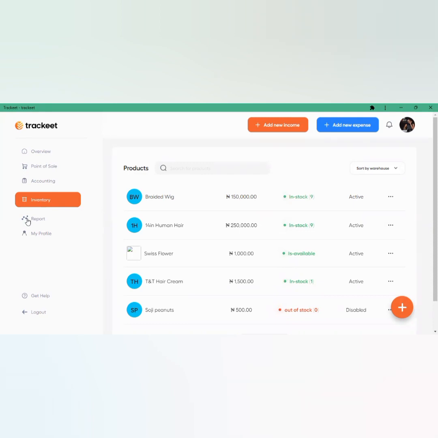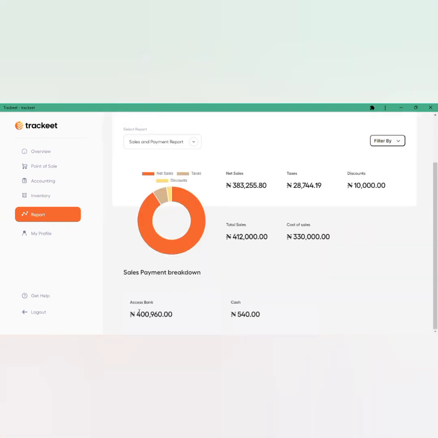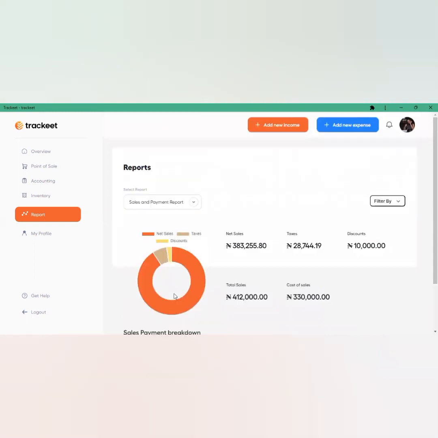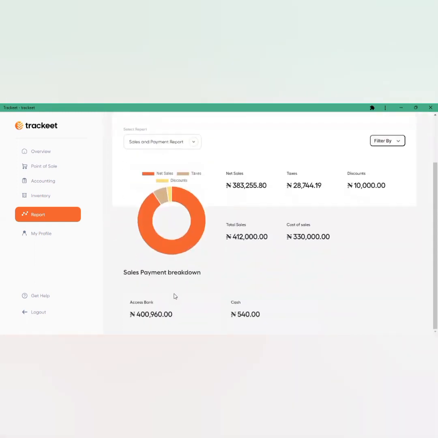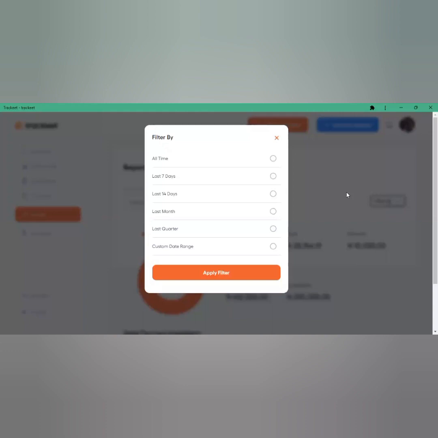Already, the next thing we're going to look at is our reports. Now, the report gives a total narration of everything. Here is the net sales, the tax attached to the net sales, and also the discount that was given to the net sales. You can see that you have your assets bank and you have your cash. This is a view of the daily report giving the owner a breakdown of the activity. These reports can also be filtered according to the day you would like to see as a business owner.